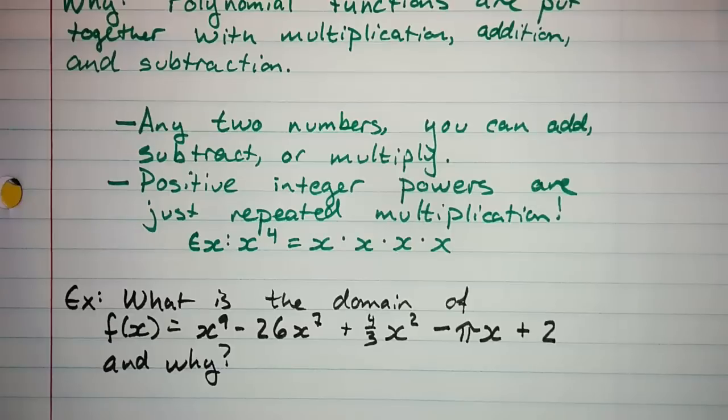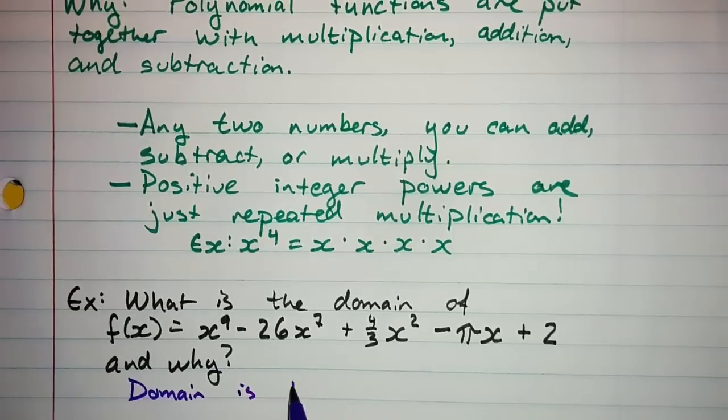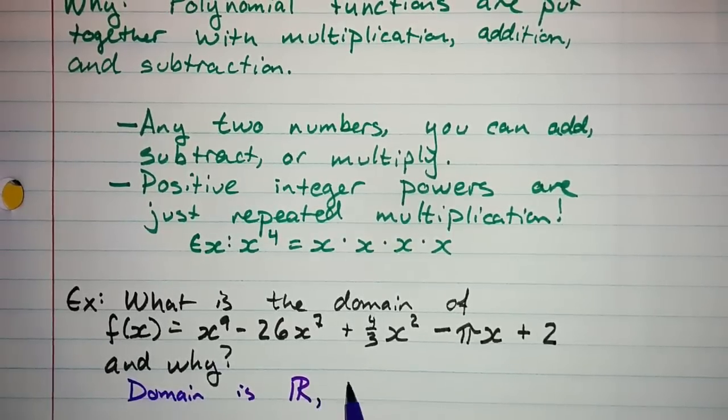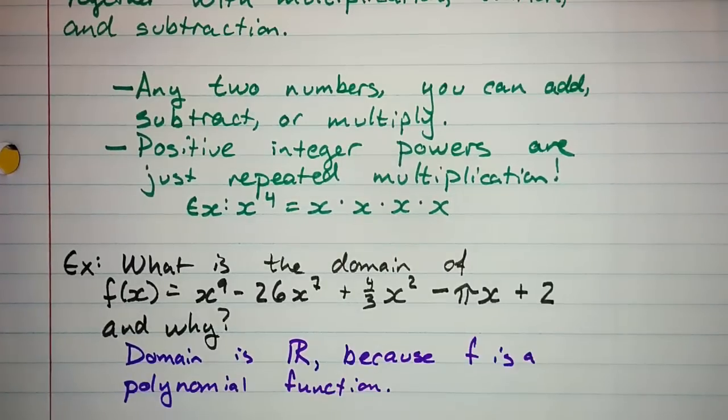Right. The domain is all real numbers because f is a polynomial function. If you see that it's a polynomial, you know its domain is always all real numbers.